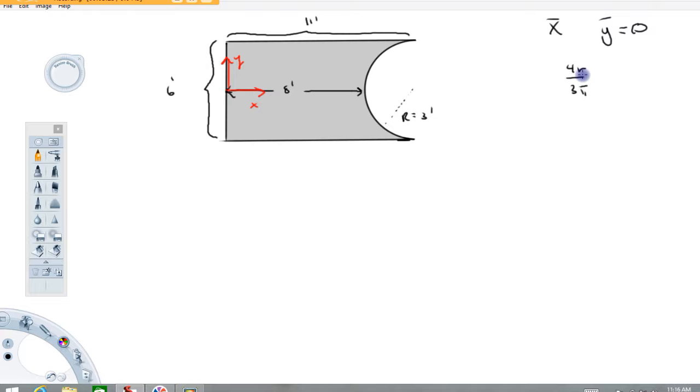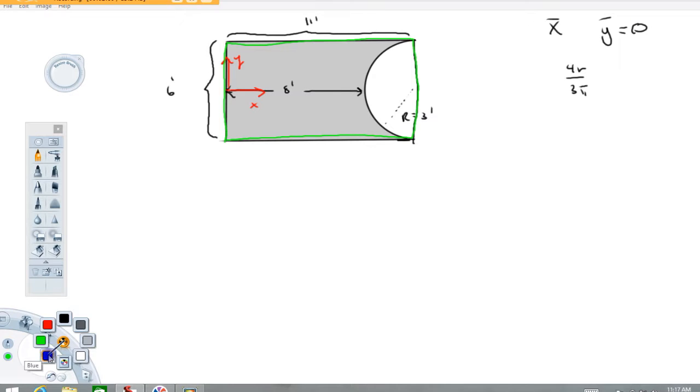Now, composite geometries: we're going to decide how to handle this circle, and there are a couple of different ways to handle this problem. What I'm going to do is drop a line right here and outline in green what I'm going to call object 1. That's my object 1, a very easy geometry to deal with. It's a rectangle 11 by 6. The centroid is at y equals 0, and x bar is going to be at 11 halves.